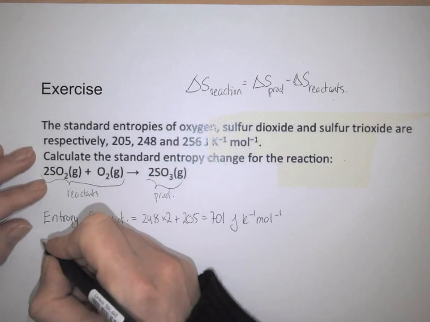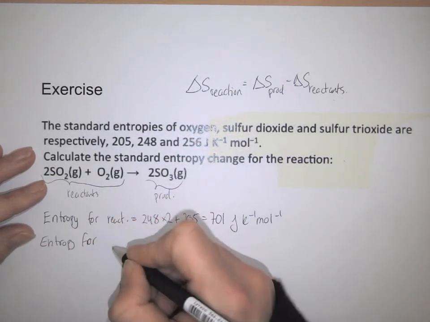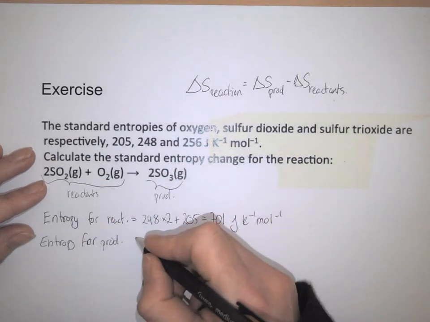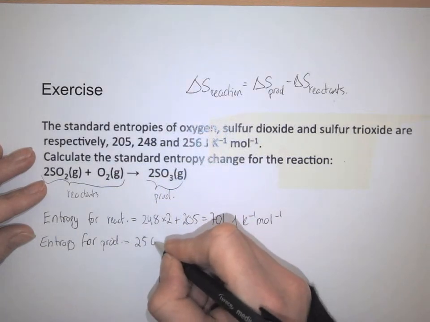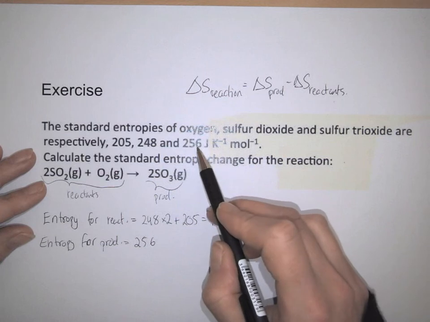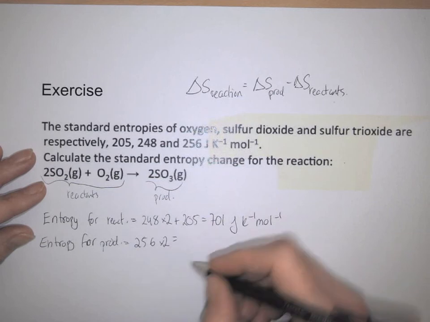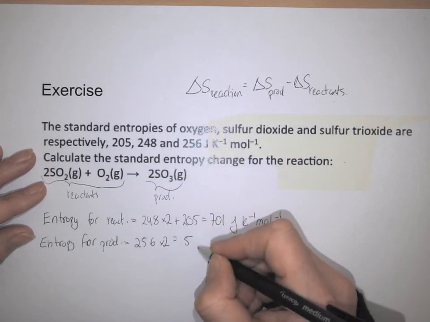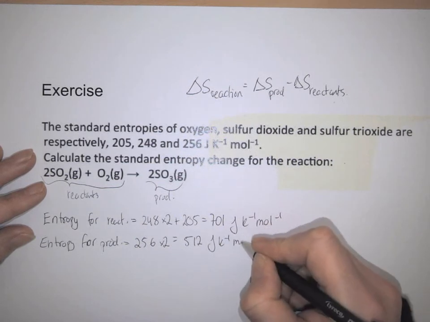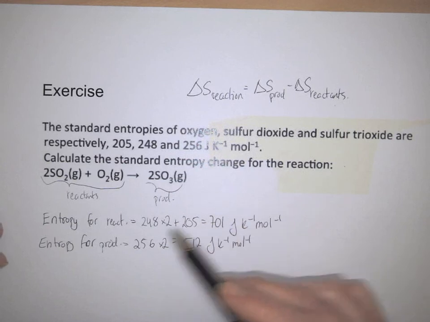And then you do the same for the products. And it's sulfur trioxide, 256 from the information we have in the exercise here. And we can see we have 2 of them, so we need to multiply by 2. And that will be 512 joule per Kelvin per mole. Okay, now we have stated the final entropy for both the reactants and products.